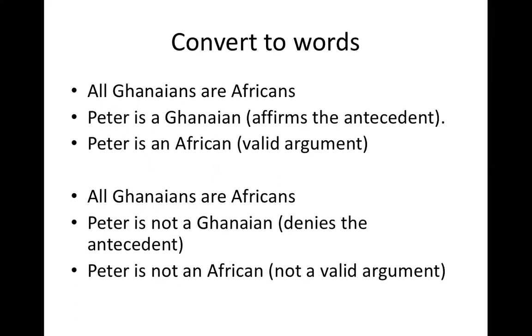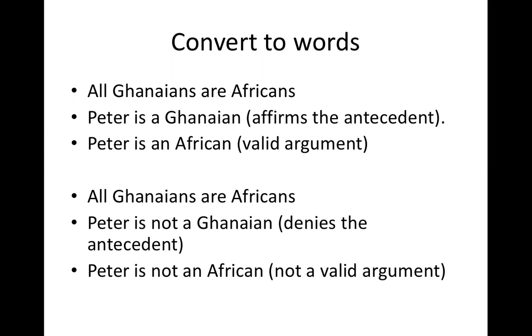Now let's look at the example. Convert it to words. All Ghanaians are Africans. Peter is a Ghanaian, which affirms the antecedent. So Peter is an African. So we say this is a valid argument. Why is it a valid argument? We said all Ghanaians are Africans. And then Peter is a Ghanaian. So Peter is an African.